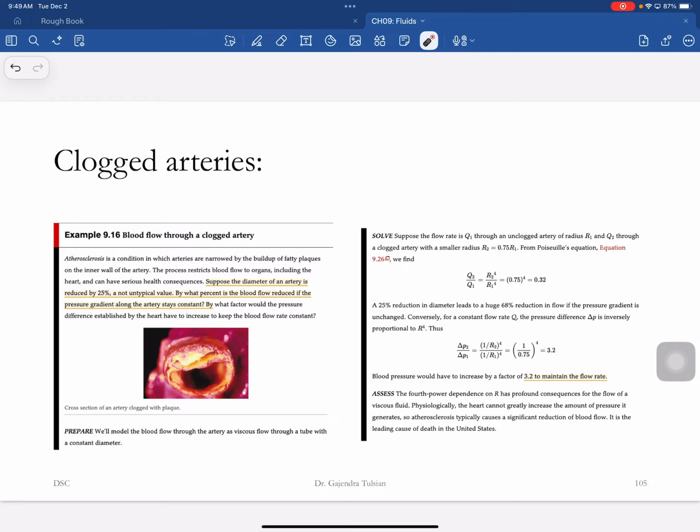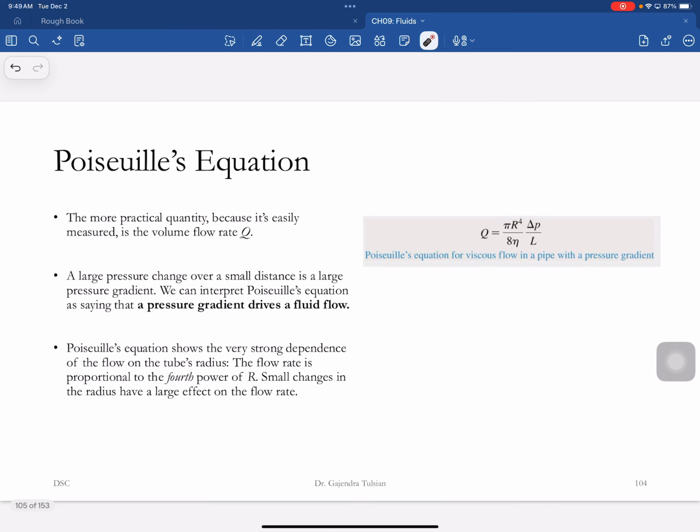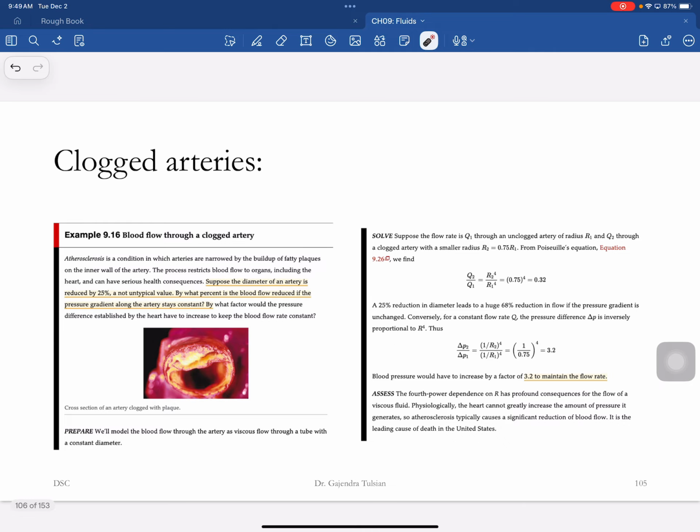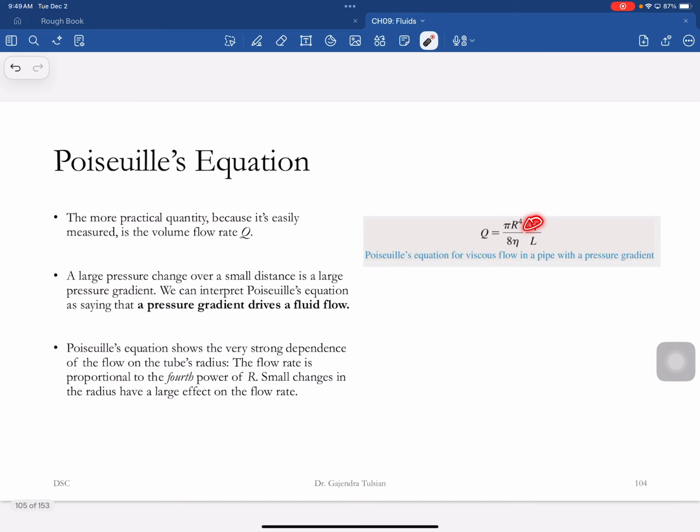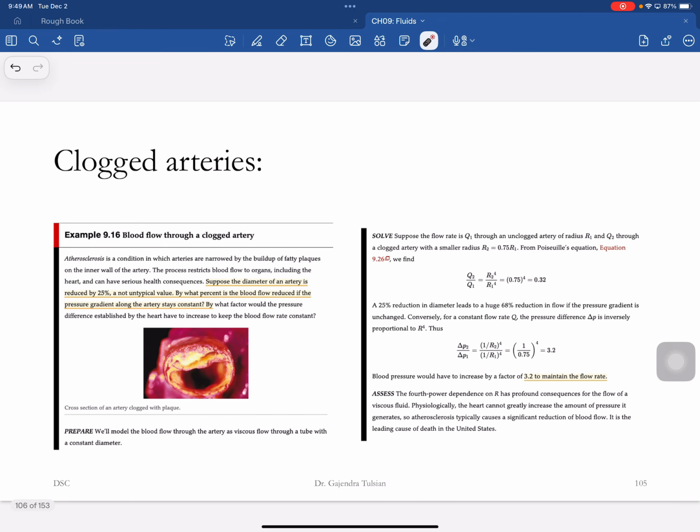Okay, so if this blood was going to your heart muscles, there's not enough blood going to the heart muscles to keep it healthy. All right, so this is reduced, so you would have to increase the pressure. Now let's look at how much pressure you would have to increase to maintain that flow rate. What this problem shows you is the pressure would have to increase by a factor of 3.